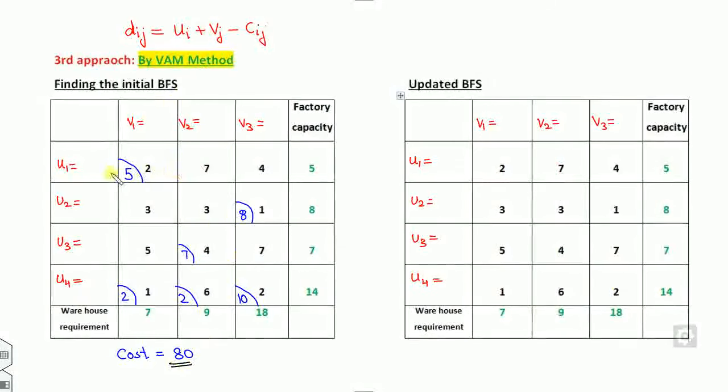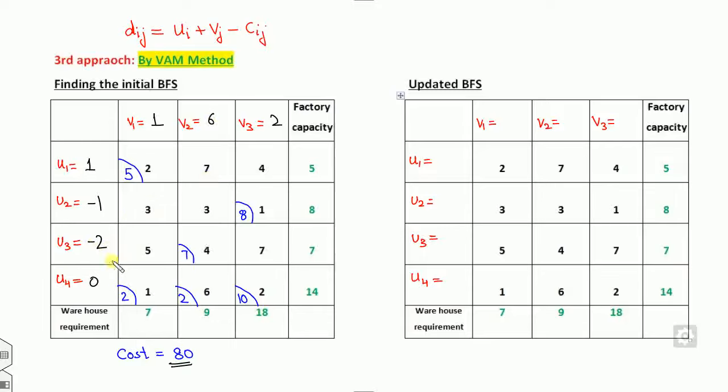Now again calculate the values of the uij. Since this is the maximum allocation, I can assign 0 here. So it is easily 1, 6, 2. Based on this one and this 2, I can calculate this value as 2. Based on this 2 and this one, I can calculate this value as minus 1. Based on this 6 and this 4, I can calculate the value as minus 2.